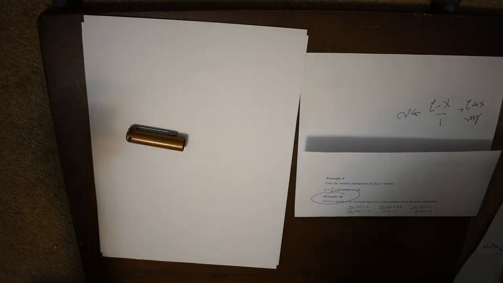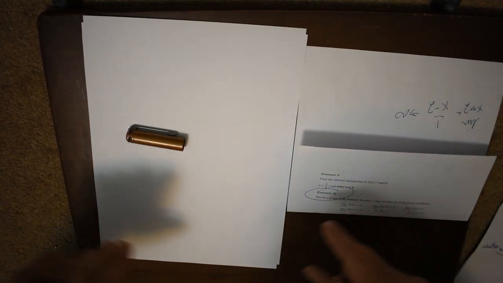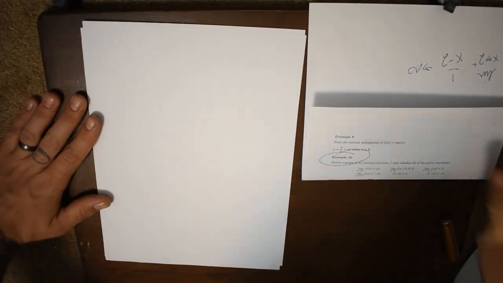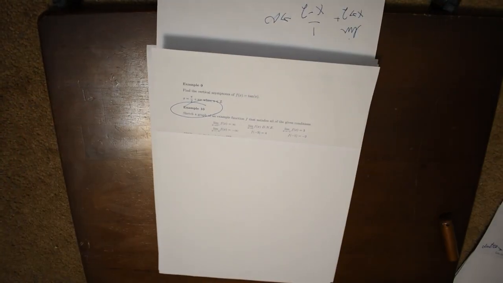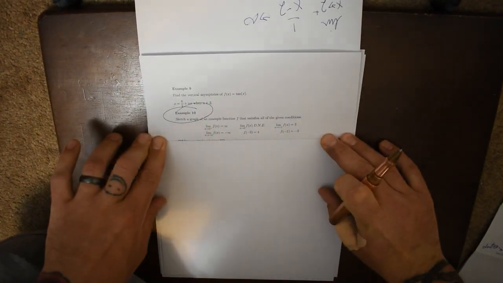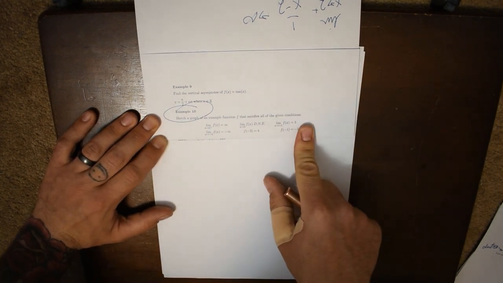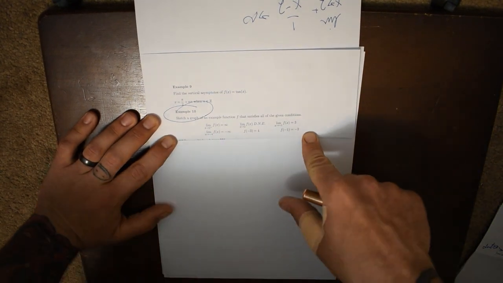So final example, this is going to be our example 10. You guys are going to have a couple problems in your homework like this. So what we want to do is, I'll stick that there and let me make sure that everything is lined up just right. So we want to sketch an example function that satisfies these 6 conditions.